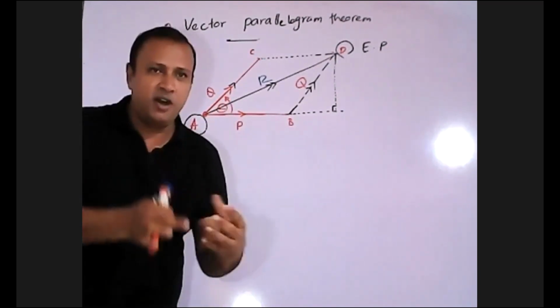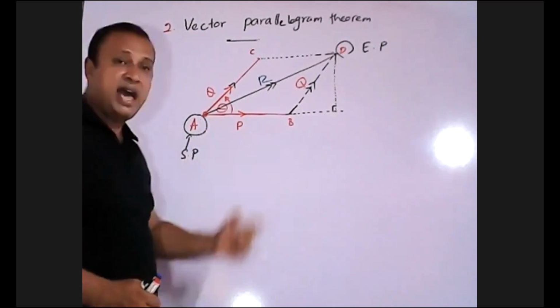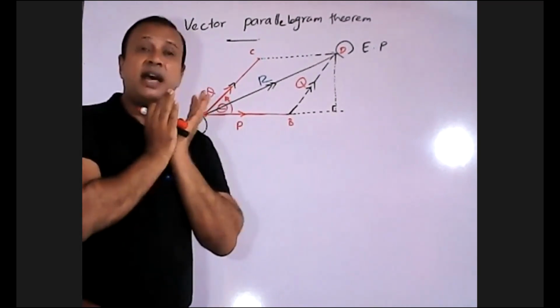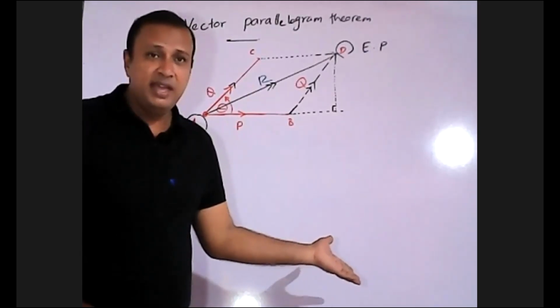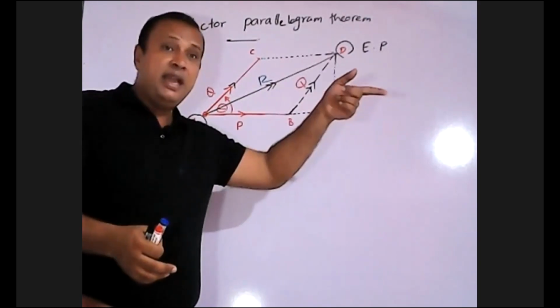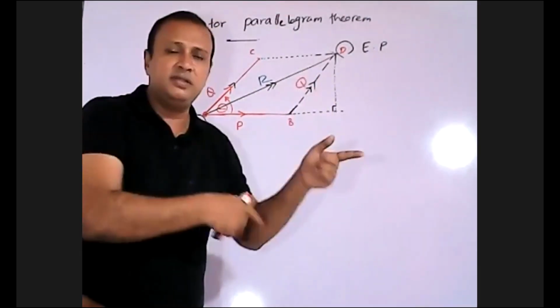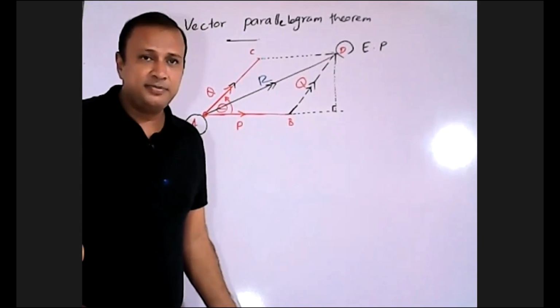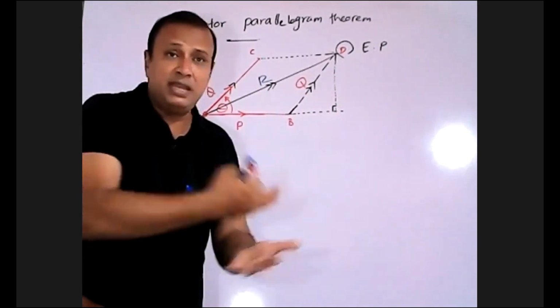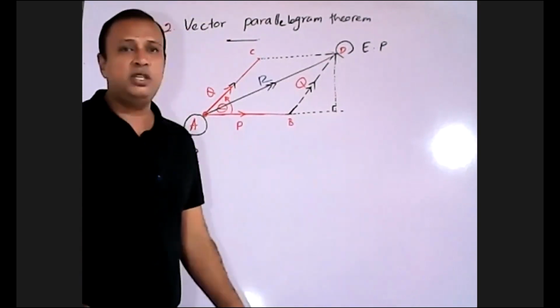That is the reason, because these two vectors are acting at the same point. Therefore, their starting points are the same. So I cannot overlap the end point of the first vector and the starting point of the second vector. I cannot do that. So I cannot apply the principle of vector addition directly to the system.